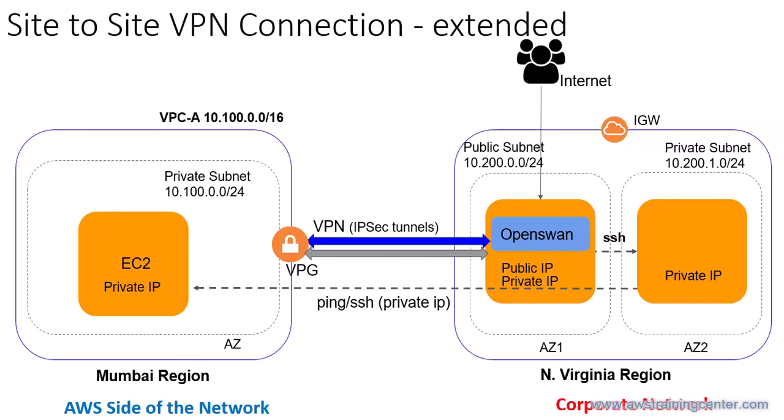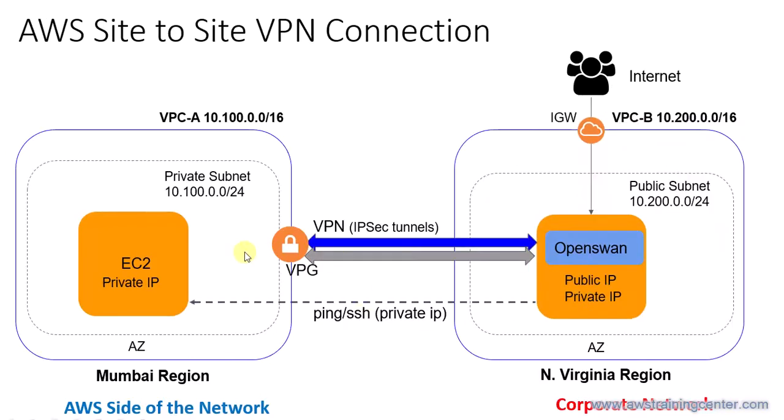Hi guys, welcome back. I'm sure you have done your exercise through the first video, where we have set up successfully the VPN connection between AWS and the simulated on-premise network. Now in this video we are going to extend the same setup.